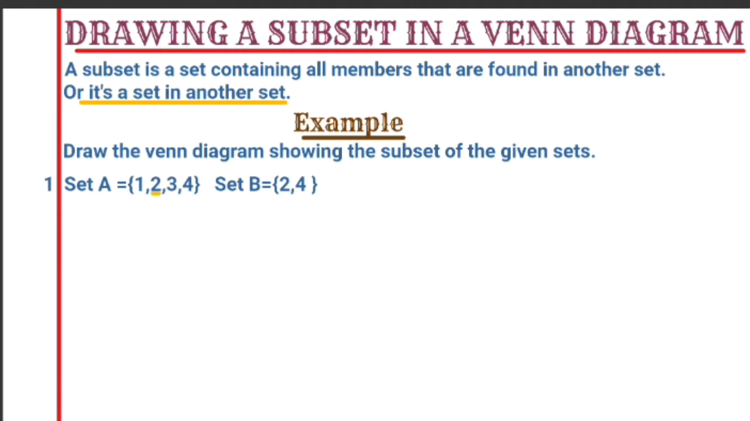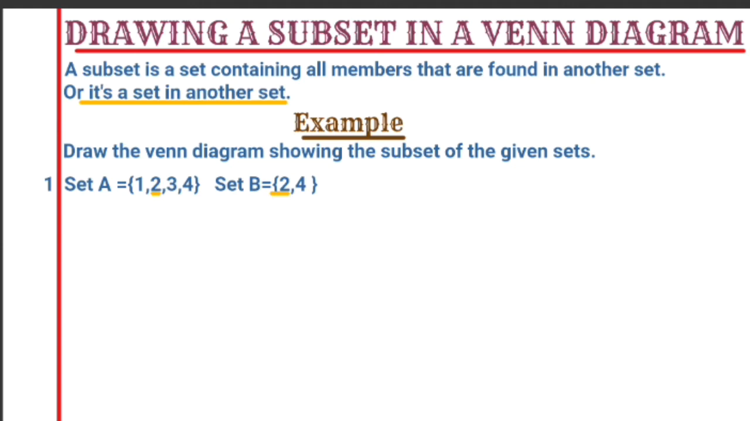Is 1 in set A? Yes. But in set B? No. Is 2 in set A? Yes. In set B? Yes. So it is in both. So we are going to underline the two numbers, 2 in set A and 2 in set B. Now we come to 3. Is 3 in set A? Yes. In set B? No. So we're not going to underline it.